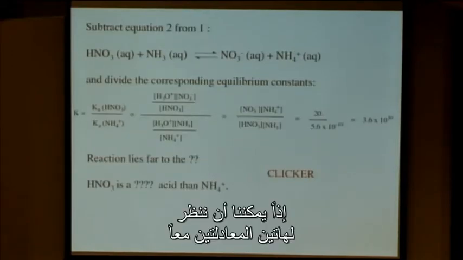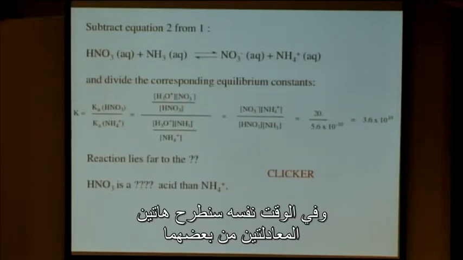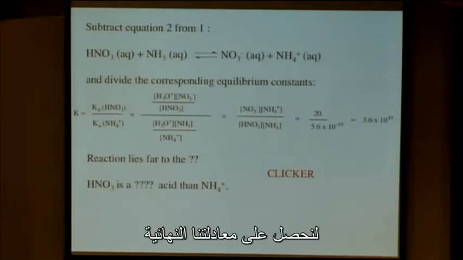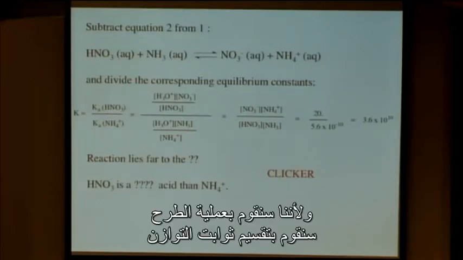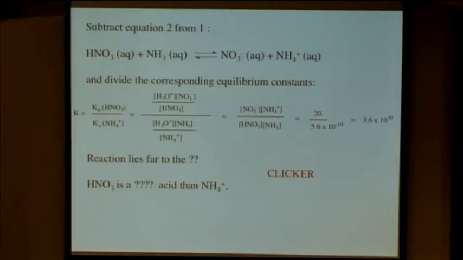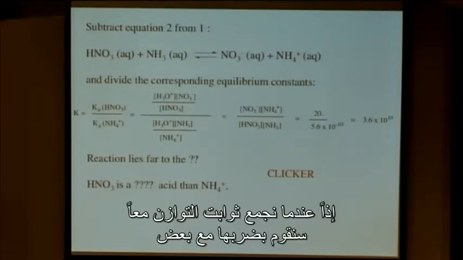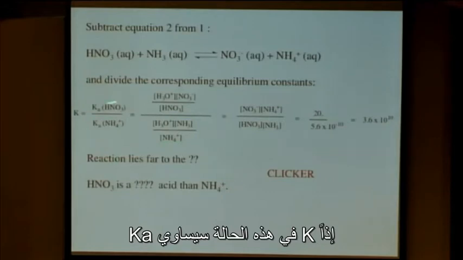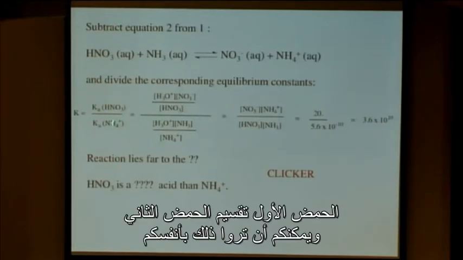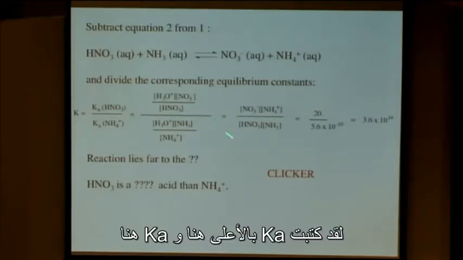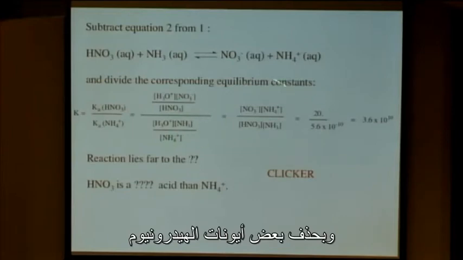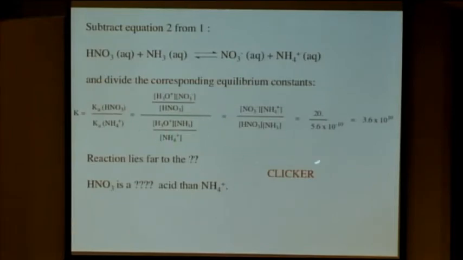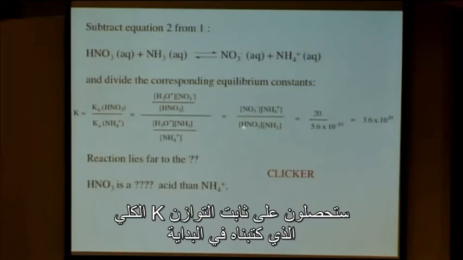So we can consider those two equations back together. And this time, we're going to be subtracting the equations from each other to get our sum equation. And because we are subtracting, we're going to end up dividing the equilibrium constants. When we add equations, we multiply the equilibrium constants, and if we're subtracting, we divide. So the K in this case is going to be equal to the Ka of the first acid over the Ka of the second acid. And you can prove this to yourself. You write up the Ka here and the Ka here, and then some of your terms, the hydronium ions, cancel. And you get the overall equilibrium constant that we wrote in the beginning.